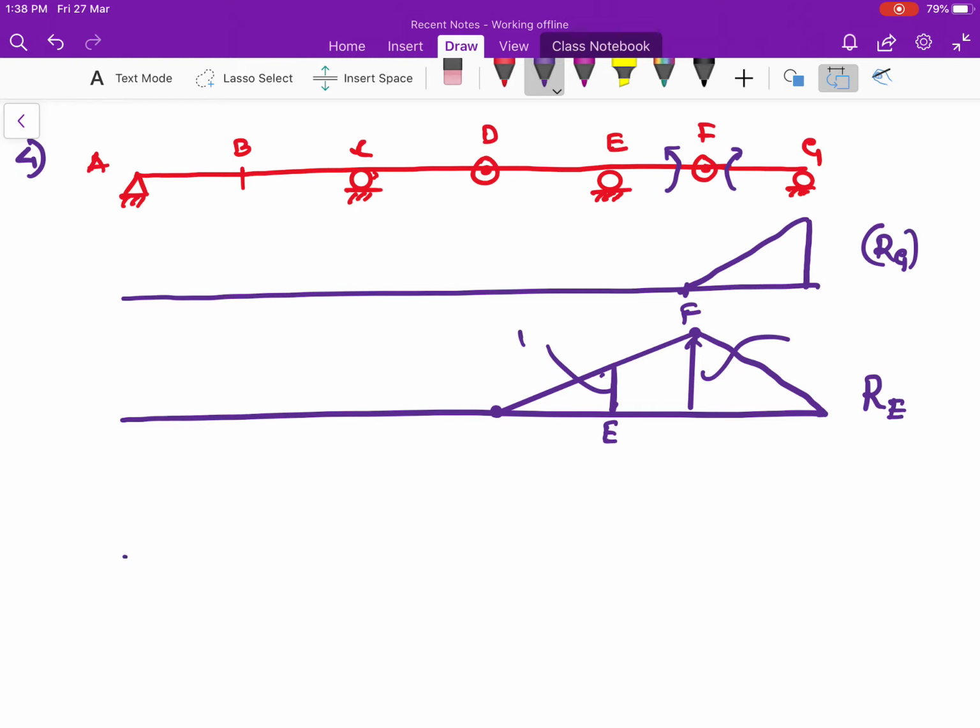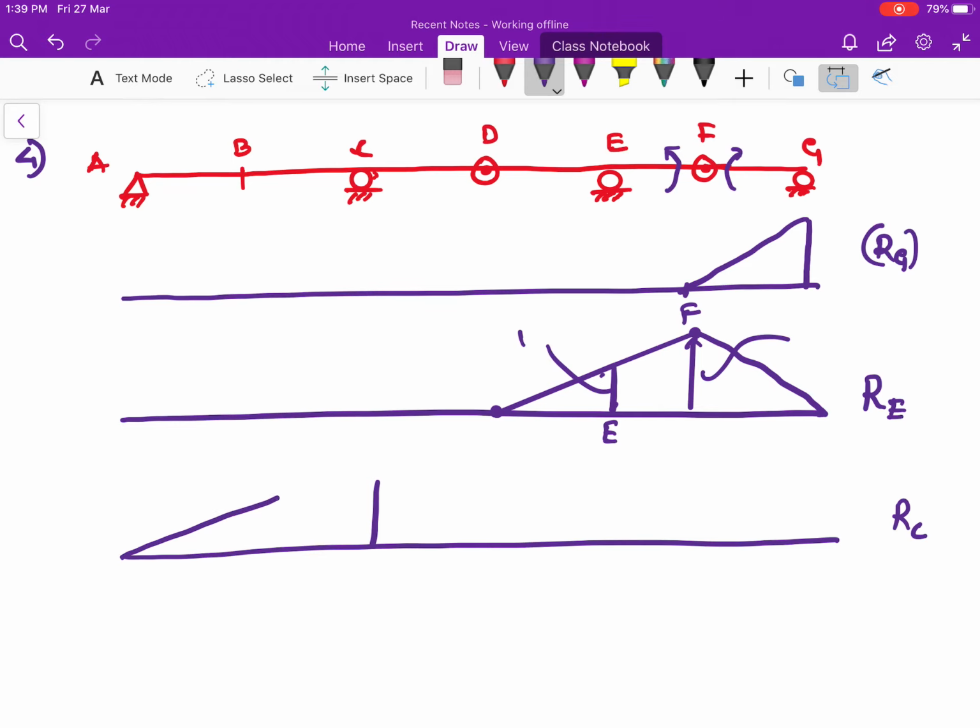Next, I am taking the reaction at a point C. For C, I am giving 1 unit load. Then what happens? If it is 1 unit load, it ends in the left hand at a point A, and this is at a point B, and this is point C. But in the right side there is an internal hinge which is present here, so the moment is acting in the upward direction.